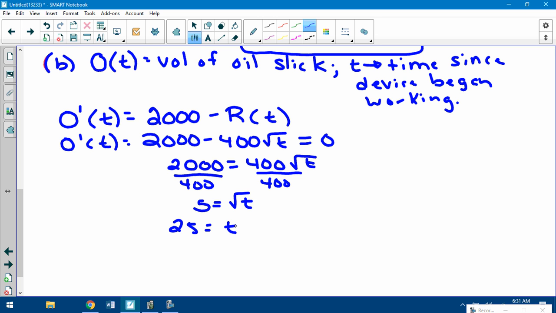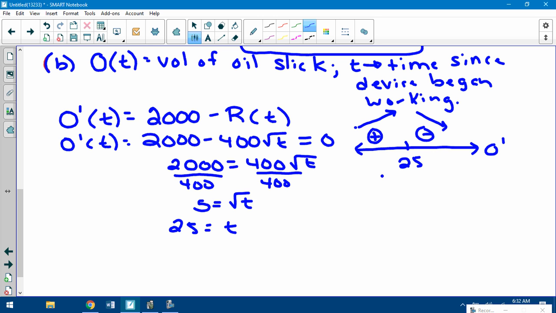Is it a maximum, though? Well, let's see. Put 25 on a number line. Pick a number before 25, like 1. If I plug in 1, 2,000 minus 400, that's positive. If I plug in a number bigger than 25, like 36 because it's a perfect square, radical 36 is 6, and 2,000 minus 2,400 would be negative. So it's increasing always before it and decreasing afterwards.